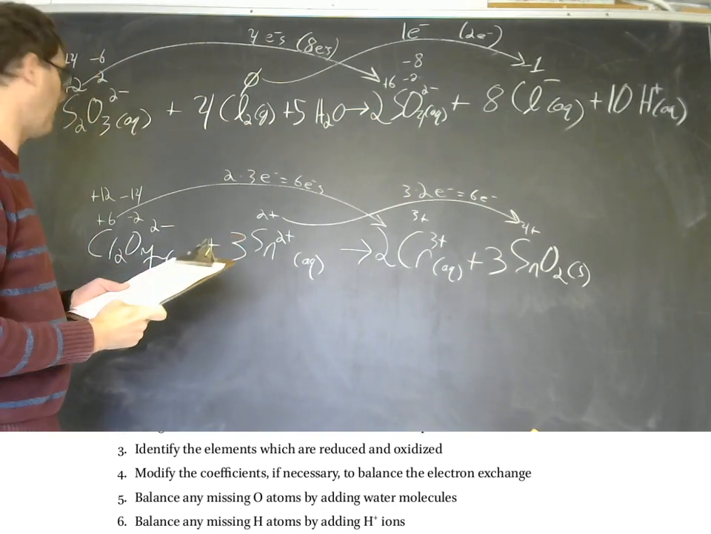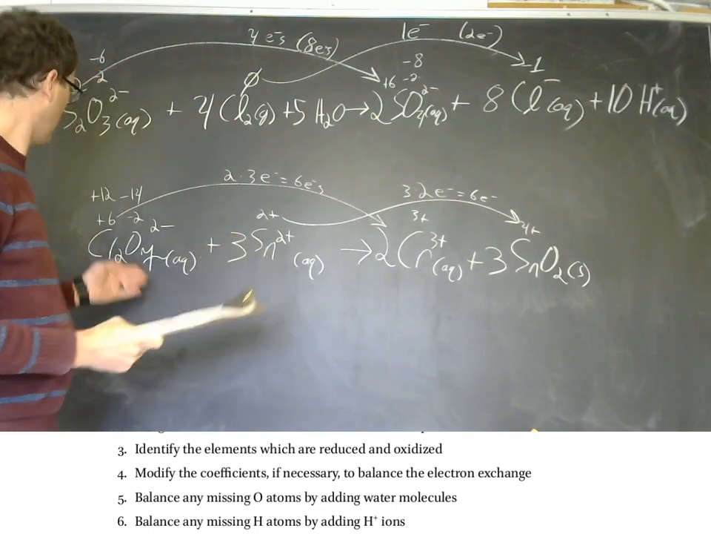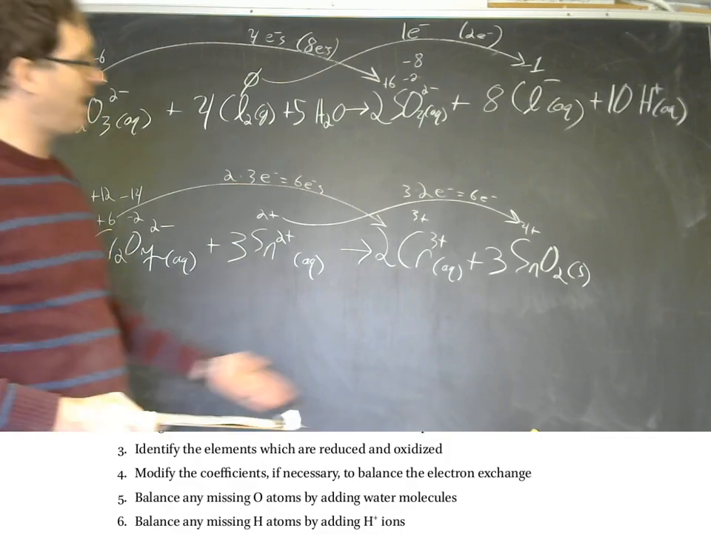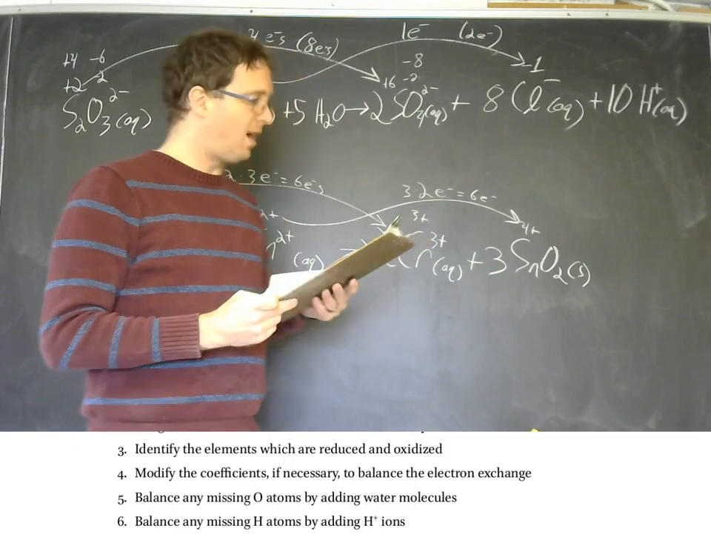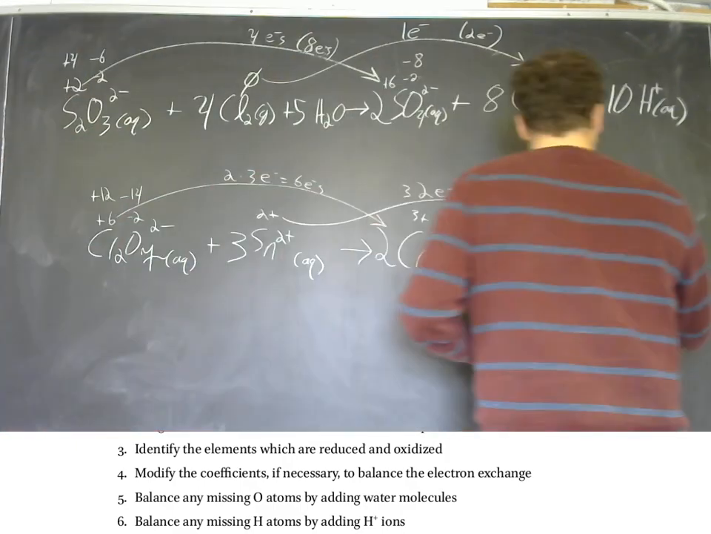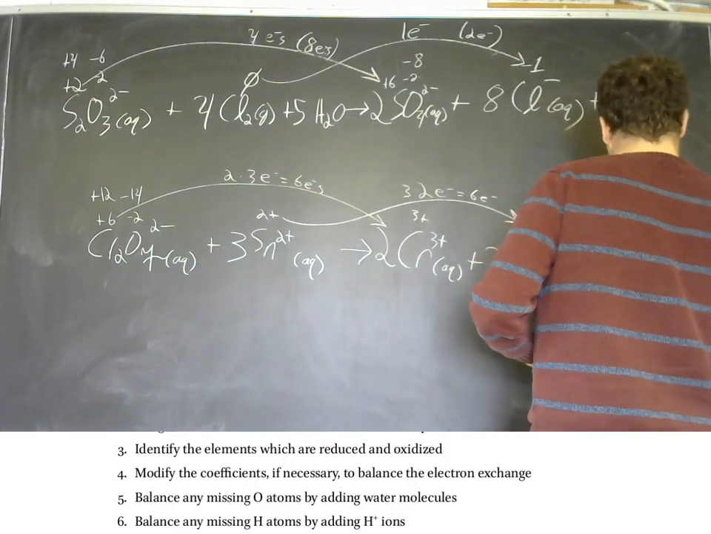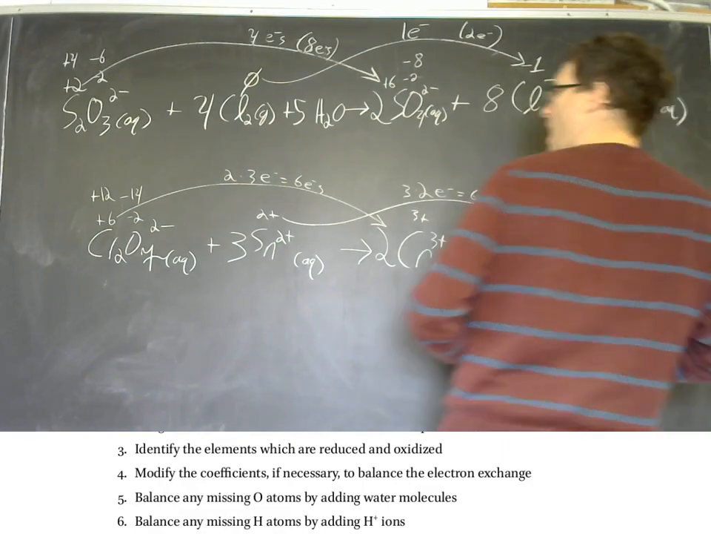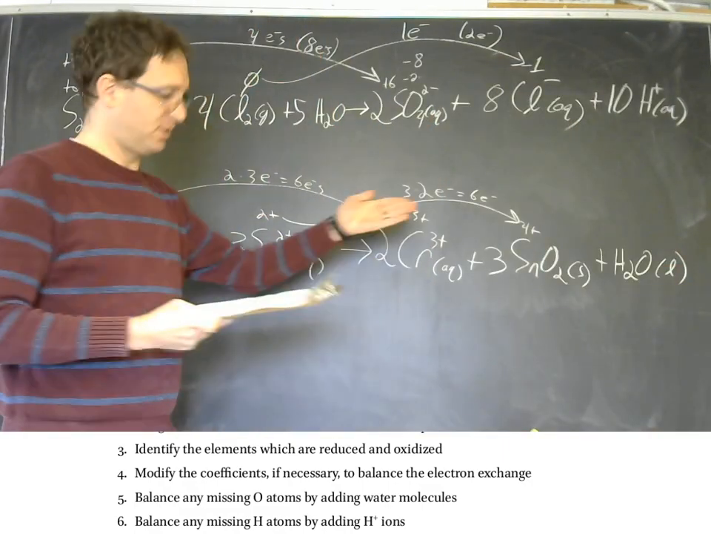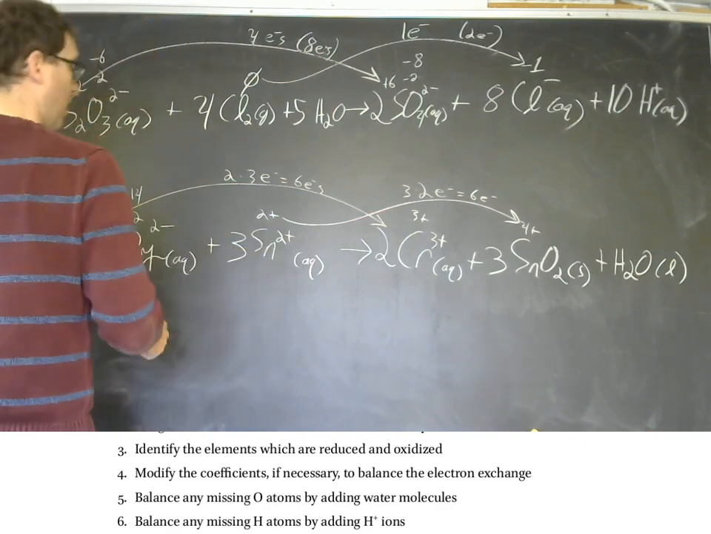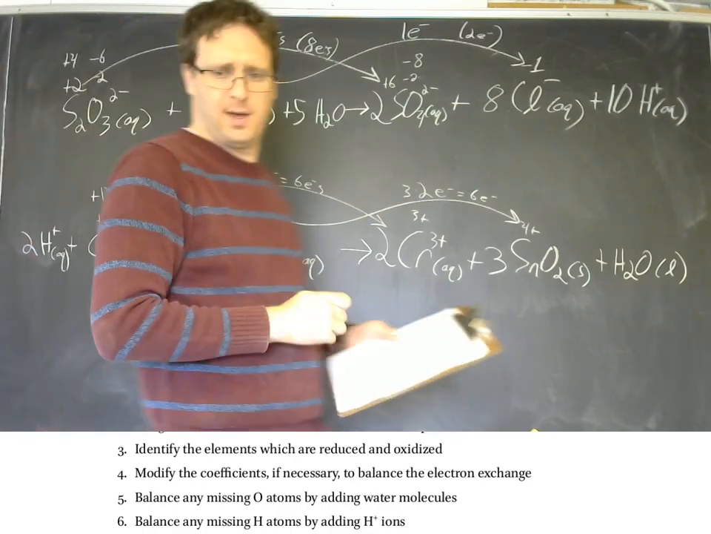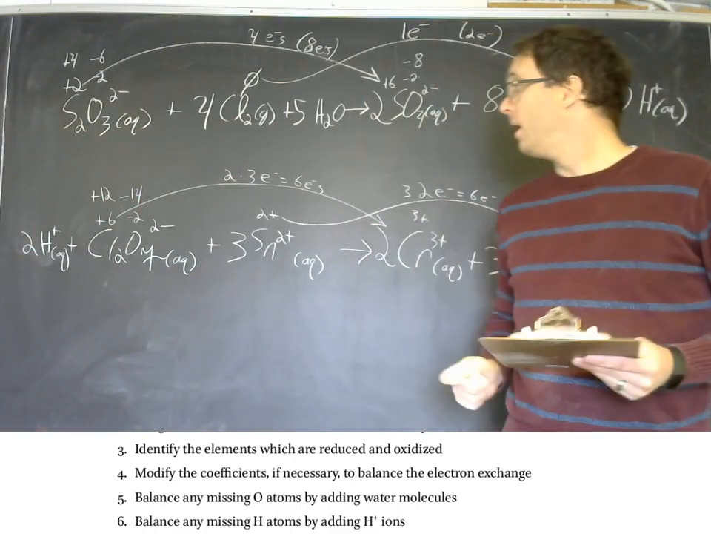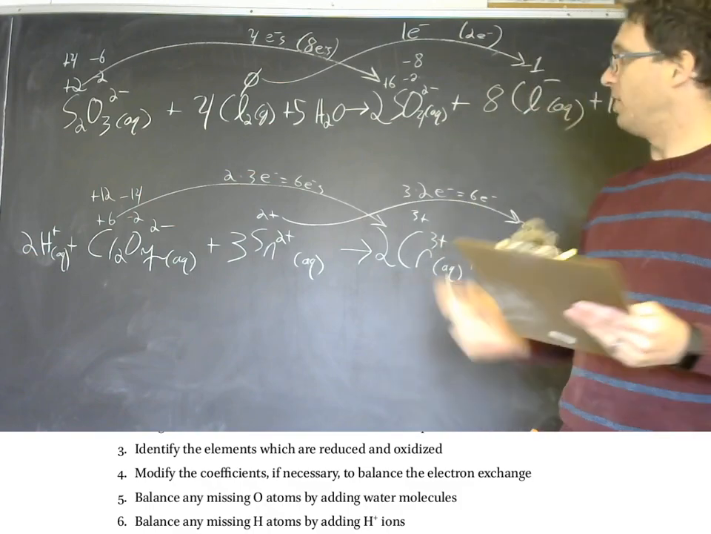And now I'm going to balance any missing oxygens. So I've got 7 oxygens on the left, and 2 times 3 is 6 oxygens on the right. So I'm going to need a water. And now balancing the hydrogens, I just added 2 hydrogens, so I'm going to add 2 H plus aqueous over there. And it just fits in screen. So now we have balanced this chemical equation.